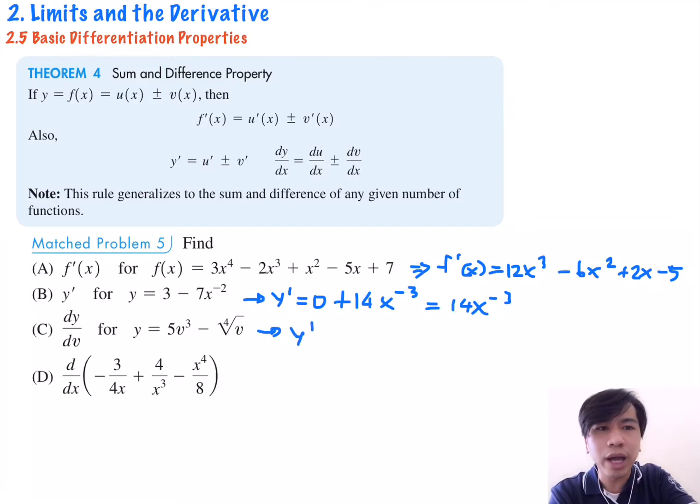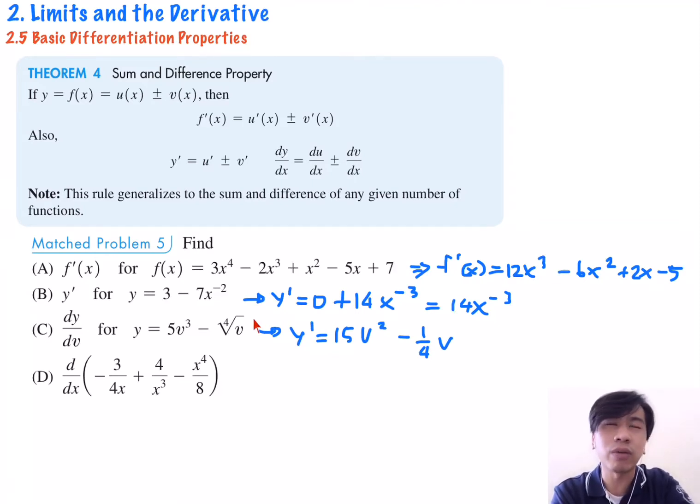Okay, C is almost the same. y prime will be equal to, the first term is 5v to the power of 3, that will be 15v squared, minus 1 over 4 v to the power of, so if you have v to the power of 1 over 4, subtract 1, you'll get negative 3 over 4. Okay, and then D, this is also the same.